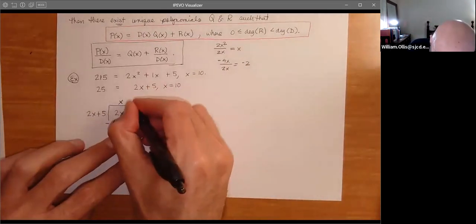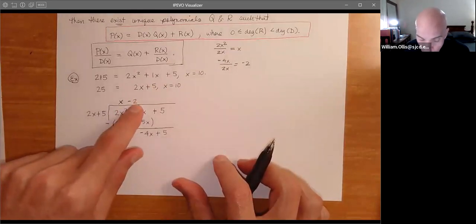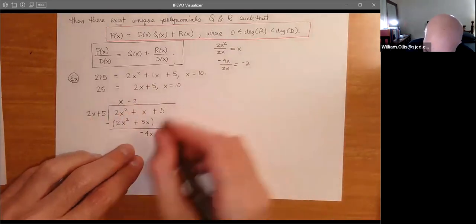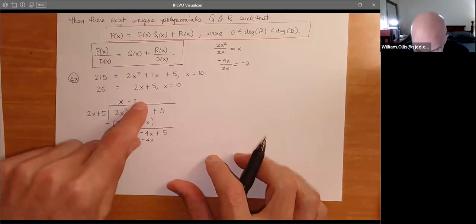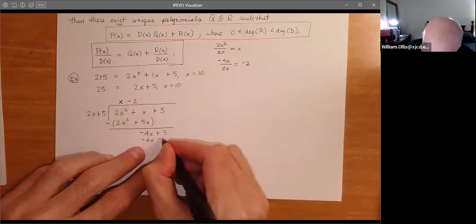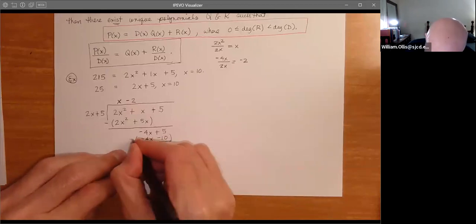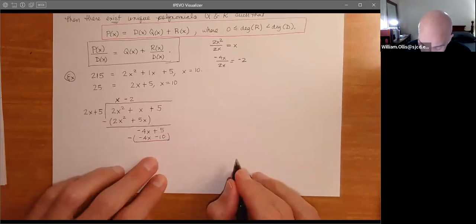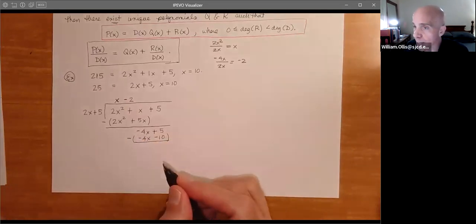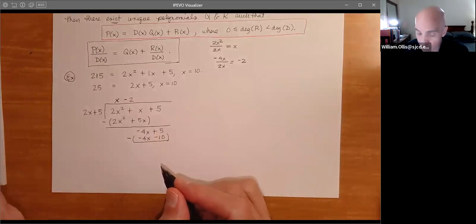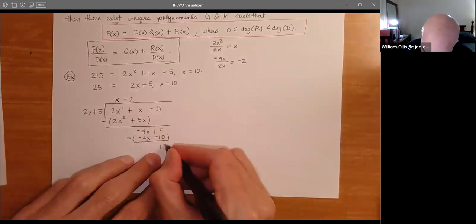And so we say minus 2. Now, of course, we know that negative 2 times 2x is negative 4x. We did that computation, so we're just writing down something we already know. And then negative 2 times 5, that'll be a negative 10. Now we subtract, just like we do in regular division. So we have the negative 4x minus the negative 4x. Of course, that's 0 because the minus minus becomes plus. And then we have 5 minus the negative 10, which is 15.